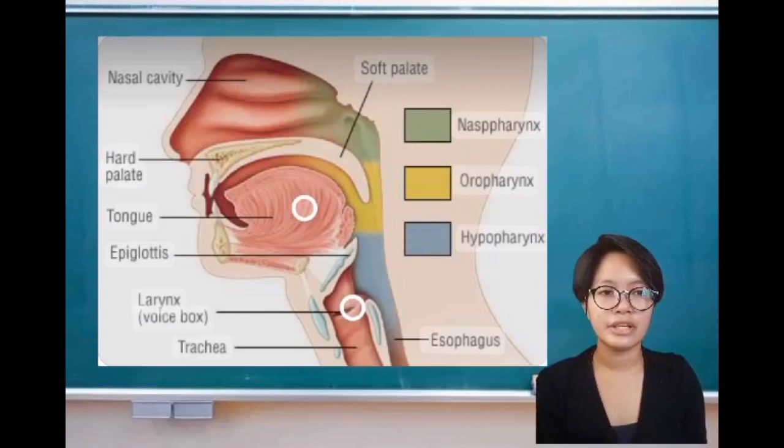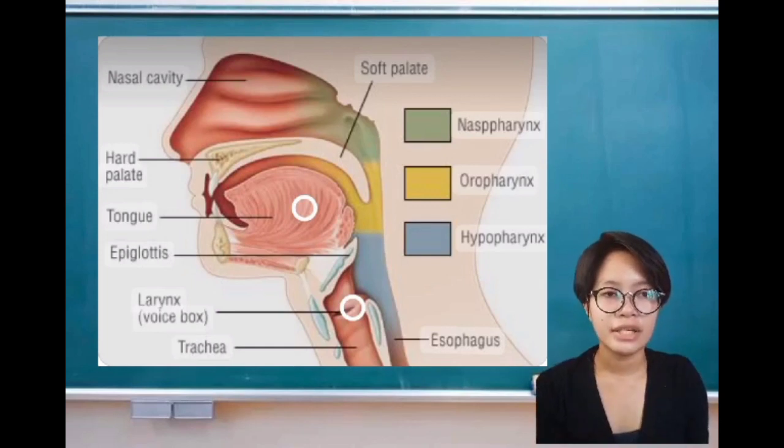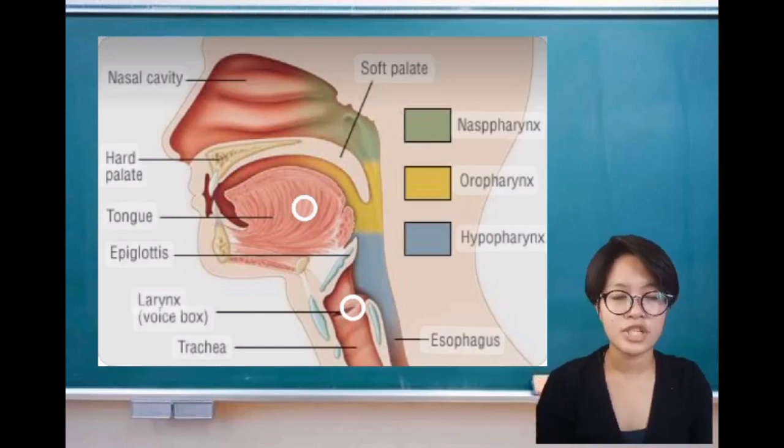As you can see here, this is the human structure for speech production. The nasal cavity, hard palate, tongue, epiglottis, larynx, trachea, soft palate, and esophagus. These body parts are the human structures used for speech production.